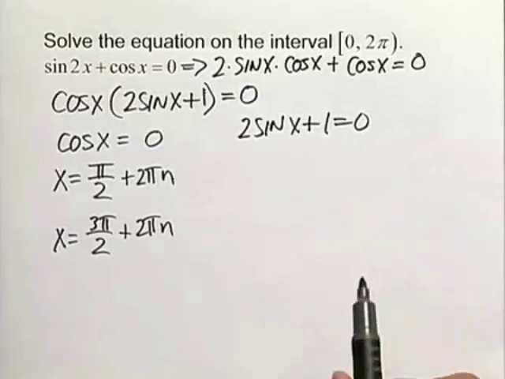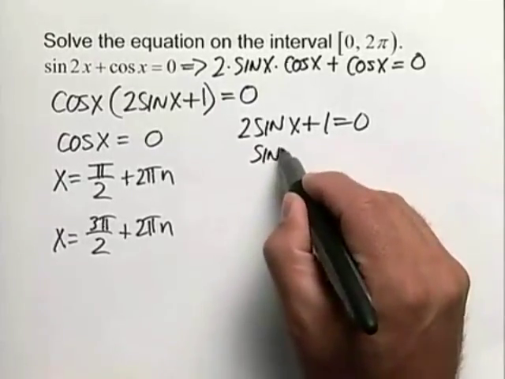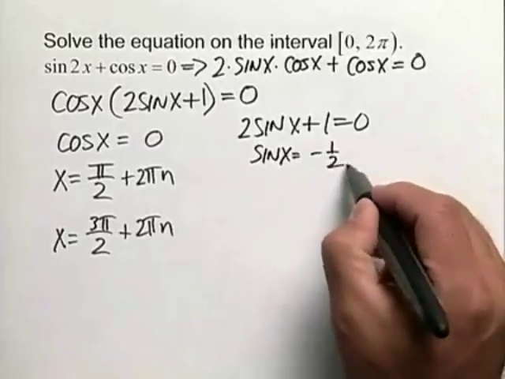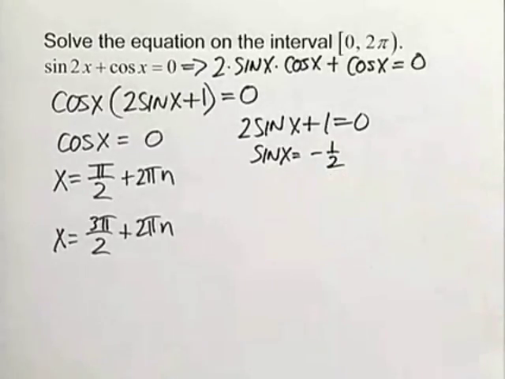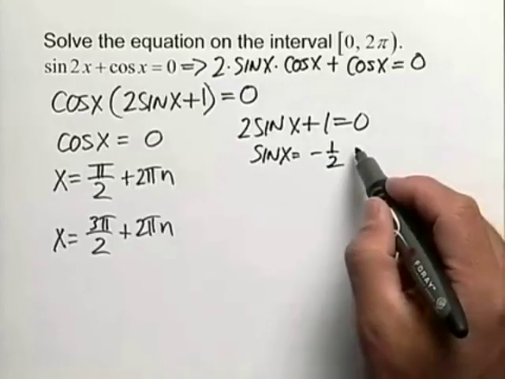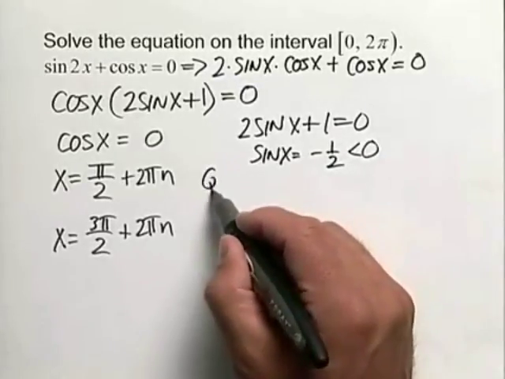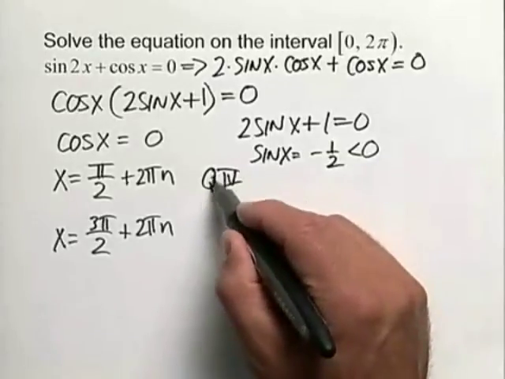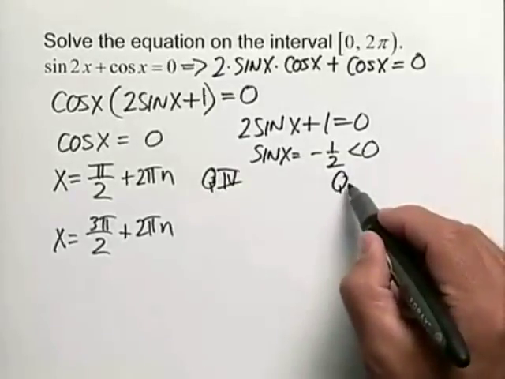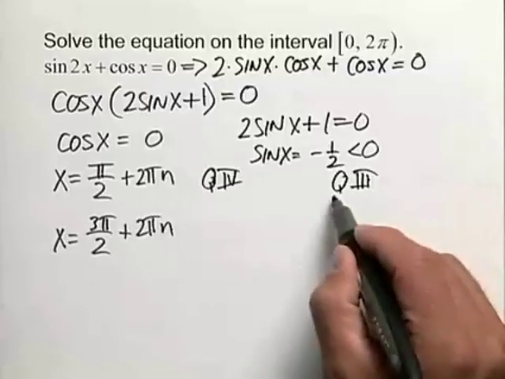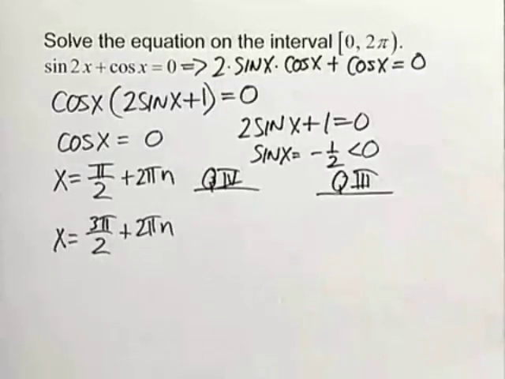Now let's address our second equation. We have the sine of x is equal to a negative 1/2. Once we've isolated the sine, we're ready to go. Note that the sign here is negative. And when the sign is negative, we know that we have solutions that exist in quadrant 4 and also in quadrant 3. The Q stands for quadrant there, and we'll analyze those separately.